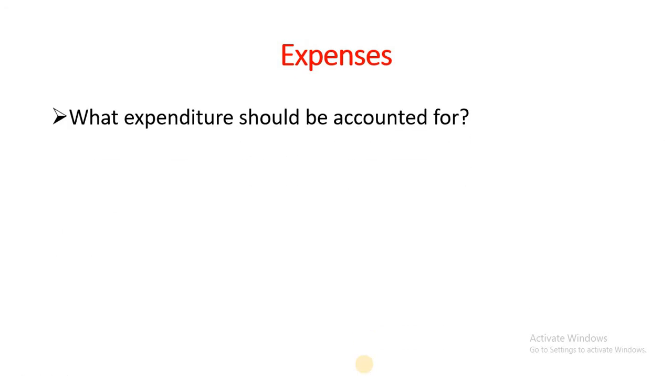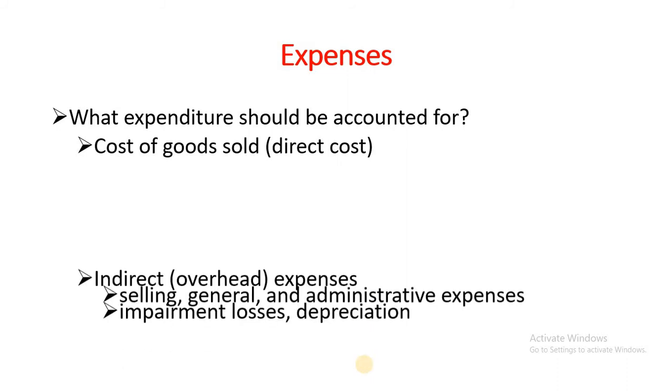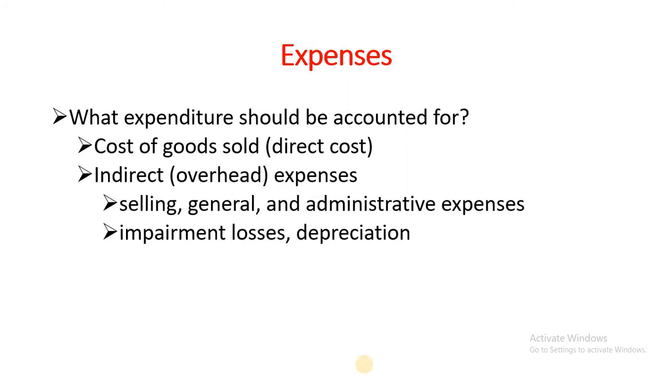So what expenditure should be accounted for? There is cost of goods sold, which is direct cost, and there are indirect costs or expenses. For example, selling expenses, expenses of the marketing department, or administrative expenses are indirect costs. Companies usually have head offices, and there are costs involved with the head offices. In the meantime, employees are working in the back offices, which are also part of administrative expenses.